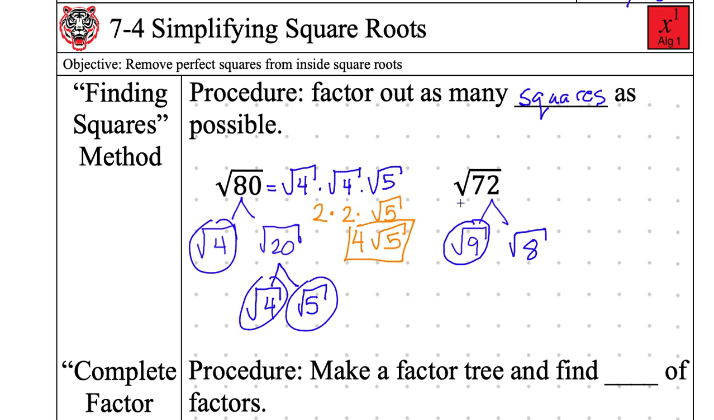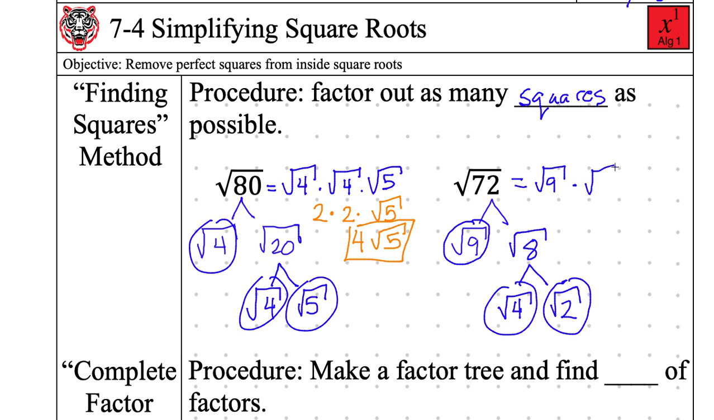Does anyone see another perfect square inside of 8? Does anyone have their card still? Ulysses? Yeah, go for it. Would it be 4? Yeah, 4 and 2. And we have to stop there because 2 doesn't have any more perfect squares. So we say this is now equal to the square root of 9 times the square root of 4 times the square root of 2. You could also divide the 4 again into 2 and 2.